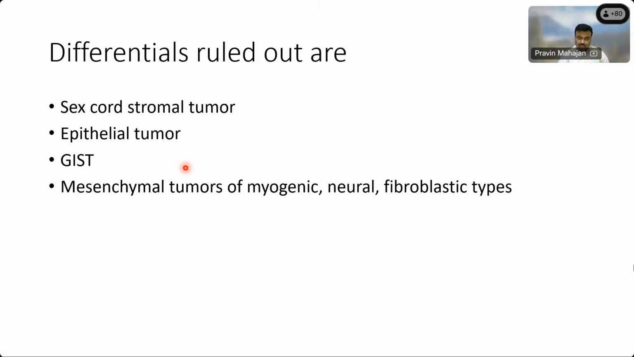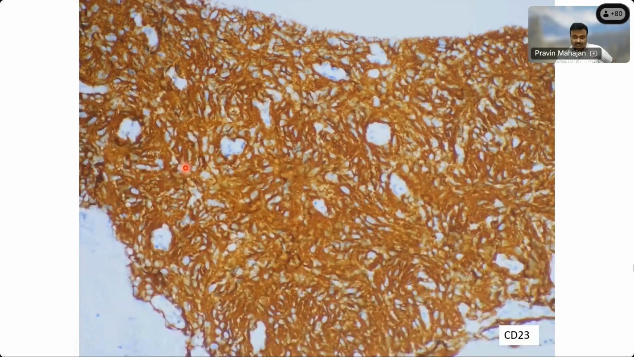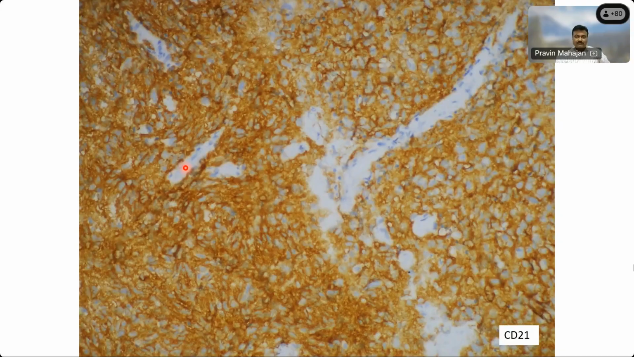So we thought out of the box and did the markers. CD23 is positive. CD23 again, another area is positive, and CD21 was positive. So CD21 and CD23 both are nicely strongly positive. So what is your diagnosis now? Can anybody say what are these markers for?